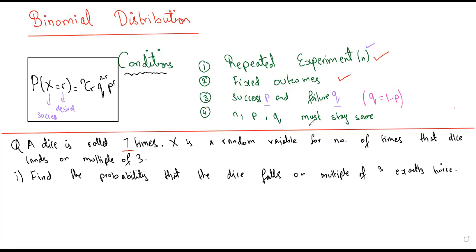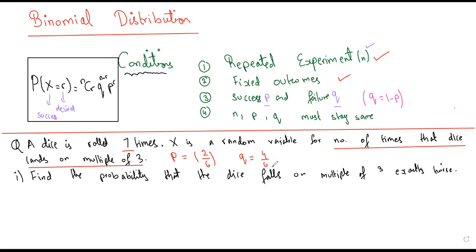What would be the probability of success? So they are talking about this. X is a random variable for number of times that the dice lands on multiple of 3. This would be success. If the dice is landing on multiple of 3, that would be success. And this probability is going to be what? In total, we have 6 sides and 2 sides are favoring this outcome. So it would be 2 by 6. So probability of success is 2 by 6, and failure is, how do we find failure? 1 minus p, so it is going to be 4 by 6.